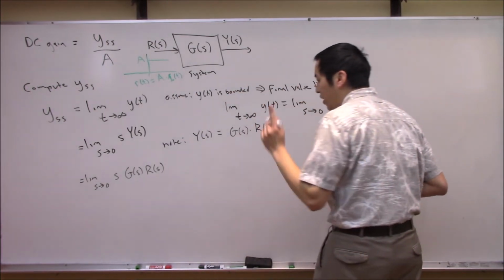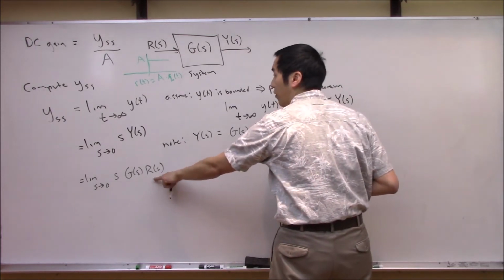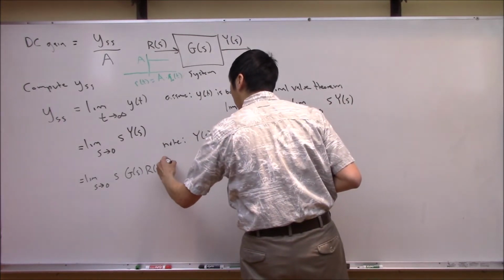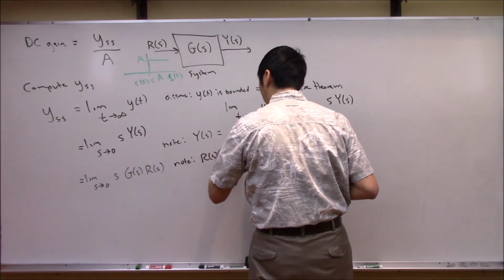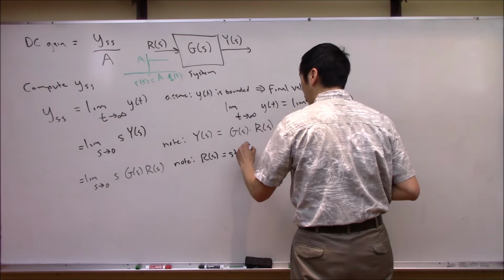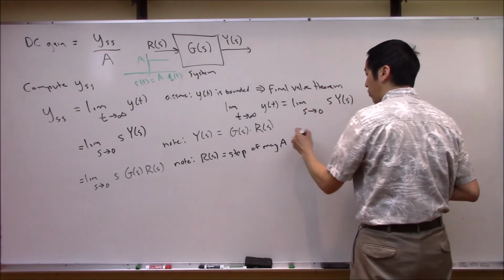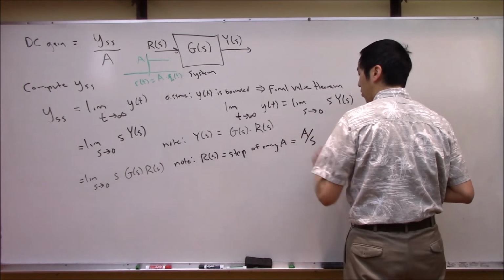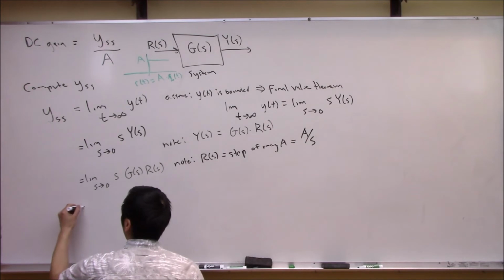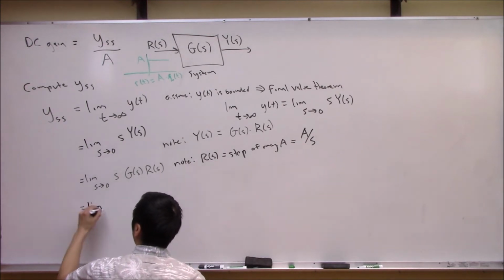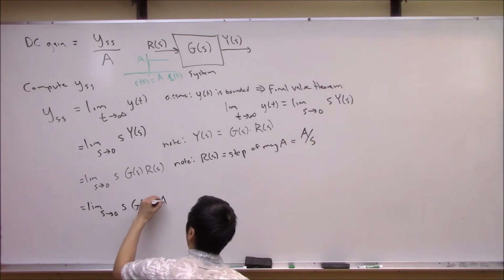Or the more convenient thing to think about this is, let's think about this in the Laplace domain here, because I need R of S, not R of T. So we're also going to make a quick note here that R of S, it's a step, right, of magnitude A. So the way you write that in Laplace domain, that's A over S like that, right? Great, substitute that in here, and we end up with limit as S goes to 0 of S G of S times A over S.